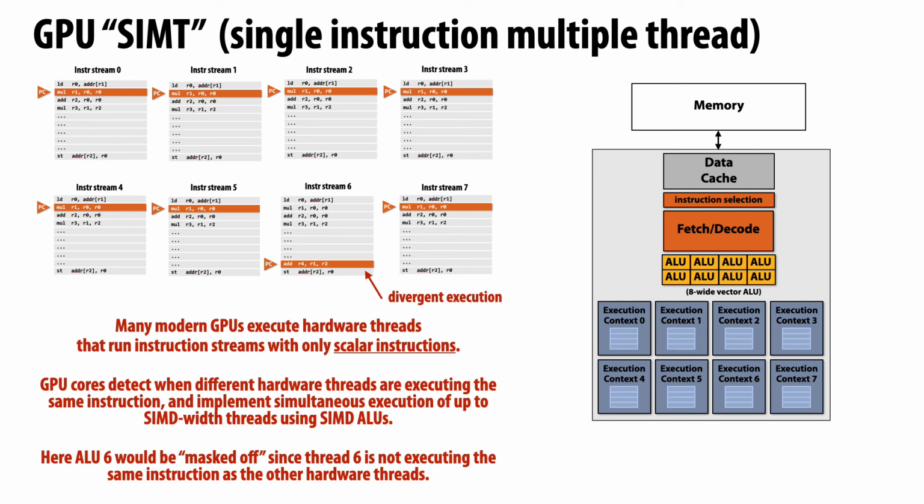It has many of the same characteristics as traditional SIMD. The difference is that the hardware is given all of these scalar threads and figures out when those scalar threads can be executed simultaneously on their vector ALUs. So in this particular case, notice that instruction stream 6 is not at the same location as the other streams. So that vector lane would need to get masked off, or that ALU turned off, just so that no progress was made on instruction stream 6, because this core can only run one instruction per clock.